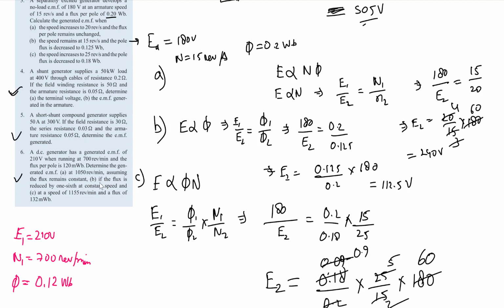Now in this B part, the speed is constant and the flux has been reduced by 1/6. So the earlier flux being 1, it is now 5/6. Then we have to calculate the generated EMF. Now in another part C, the speed is 115 revolutions per minute and the flux changes, so both are varying. Then we have to calculate. We have already seen such types of questions. This is just similar to the earlier part C. Okay.